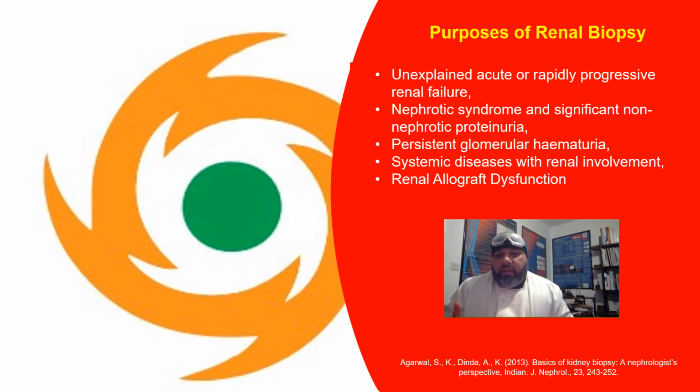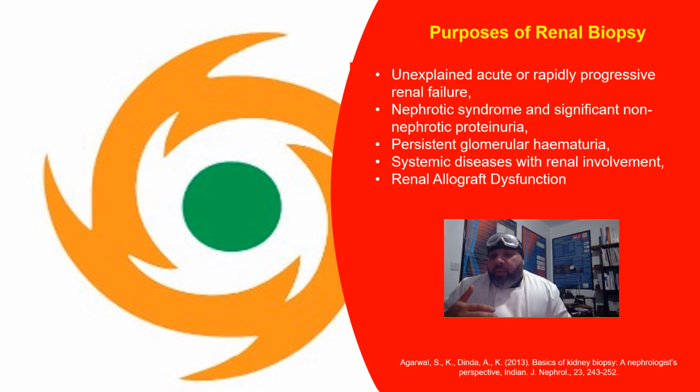So, unexplained acute or rapidly progressive renal failure, where patients have nephrotic syndrome and significant non-nephrotic proteinuria. For example, there can be a diagnosis where patients may have a form of nephrotic syndrome, but alongside that, where there's significant proteinuria that is not necessarily linked to the disease itself, a renal biopsy can be useful.